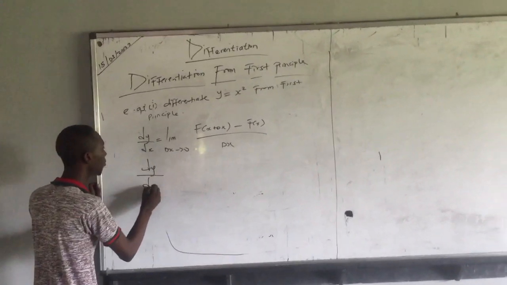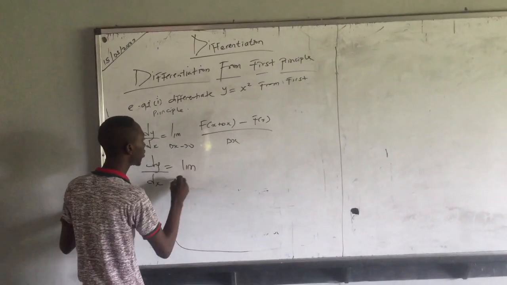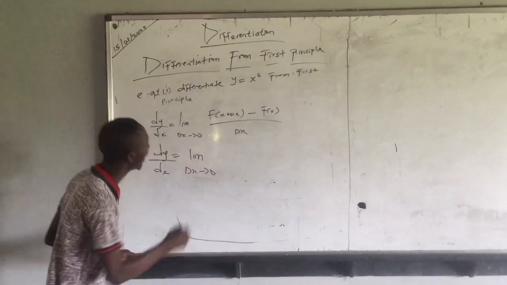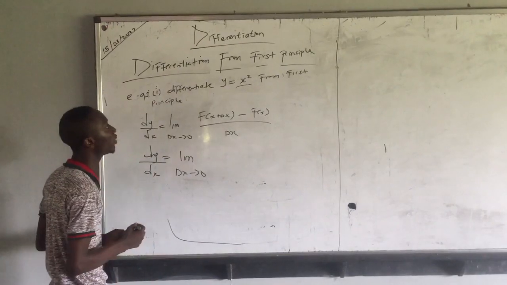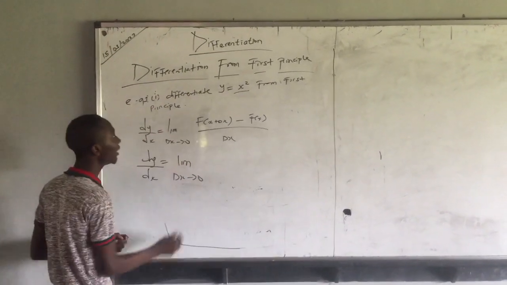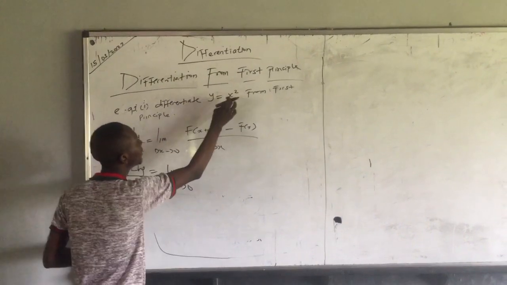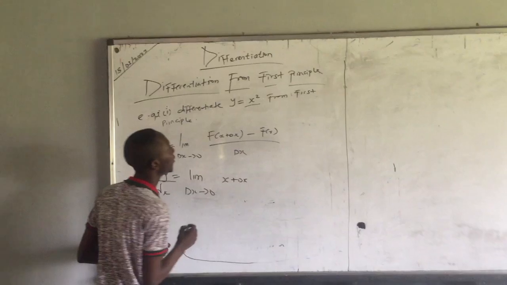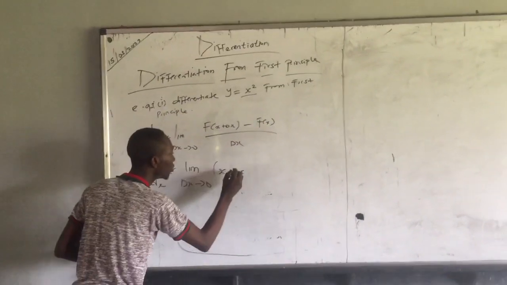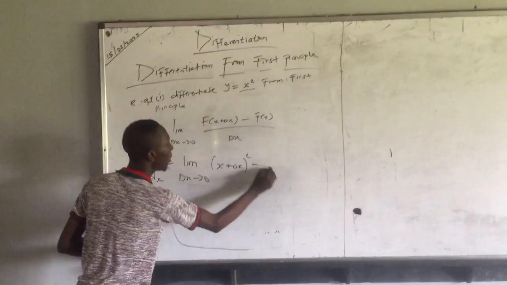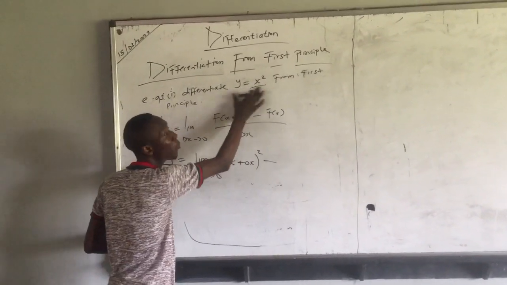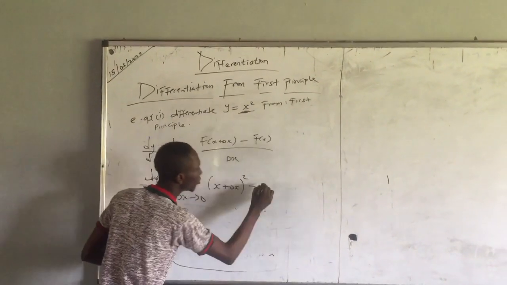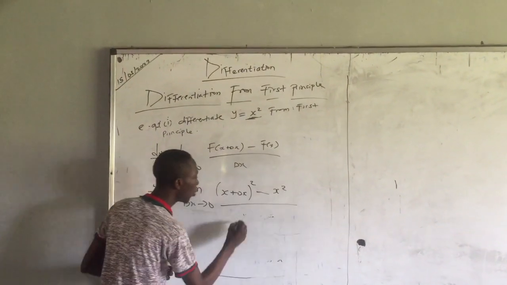So now let's apply the formula to differentiate the equation we are given. It becomes the limit as dx tends to 0. Now I said f of x plus dx means that anywhere you see x in the equation, replace it with x plus dx. So in this equation we have x squared, so anywhere we see x, we replace it with x plus dx. And the x carries a square, so the x plus dx will carry a square. Minus f of x, which is the whole y equation, x squared, over dx.